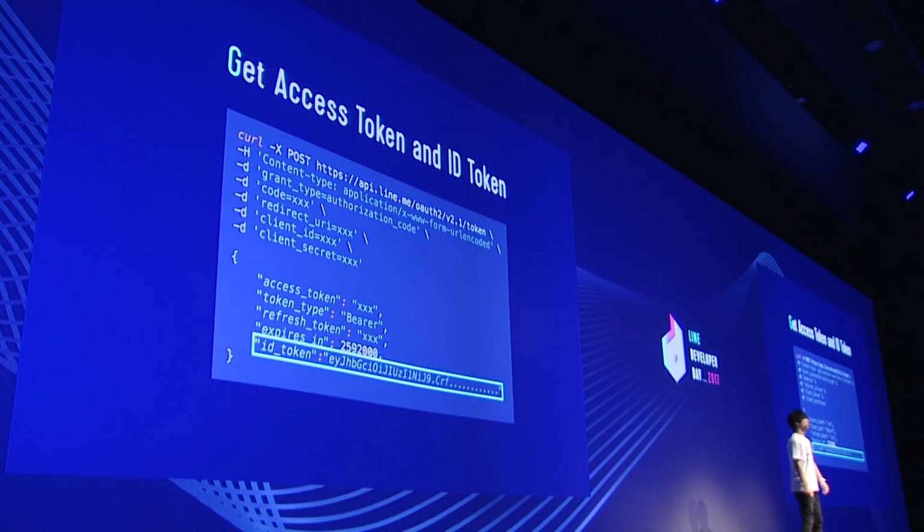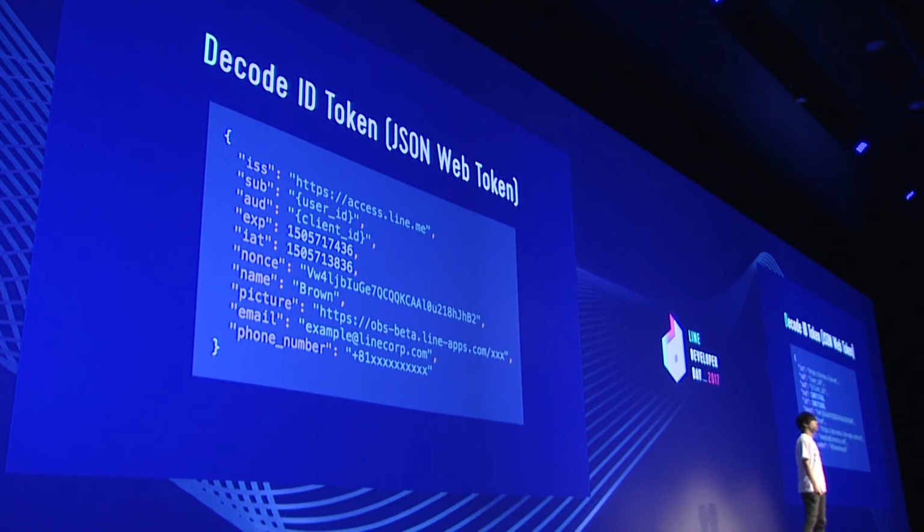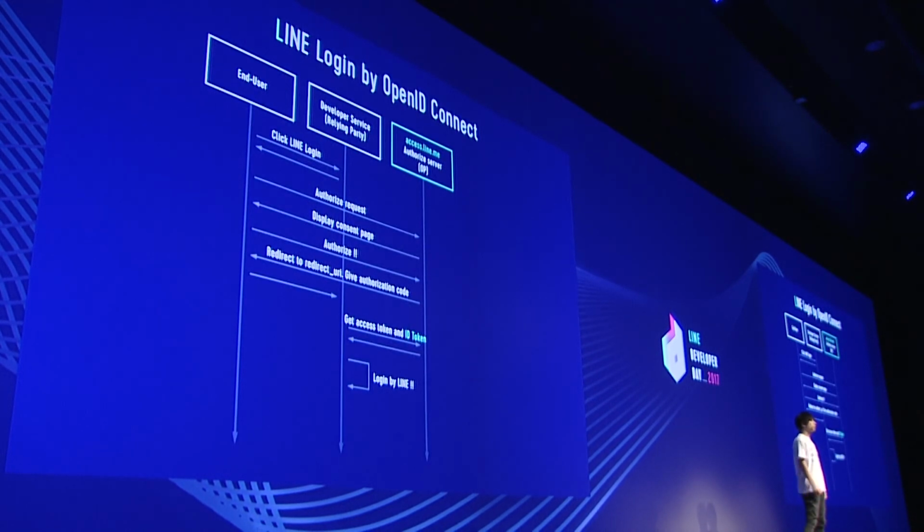Just like the slide before, it looks like this. Access token and ID token, both are provided. Once you get the ID token, you can decode it so that you can get the authentication information. In most programming languages, JSON Web Token libraries are available. So as long as you use them, you can easily decode the token. So this is how you get the authentication information. This concludes the LINE login process.